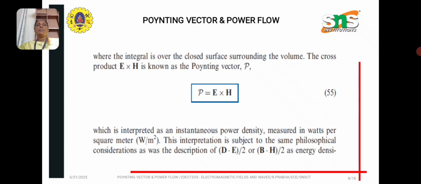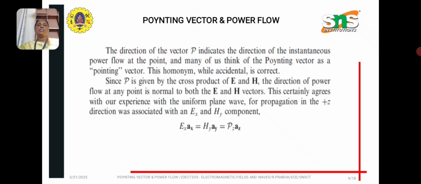And this E cross H is called the Poynting vector, and it is given by P is equal to E cross H, where P is known as the Poynting vector, and this is interpreted as instantaneous power density measured in watts per square meter. This interpretation is subject to the same philosophical considerations as was the description of epsilon E squared by 2 or B dot H by 2 as the energy densities. And the direction of the vector indicates the direction of instantaneous power flow.